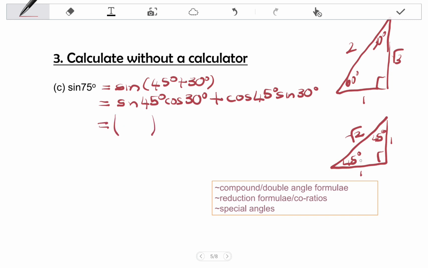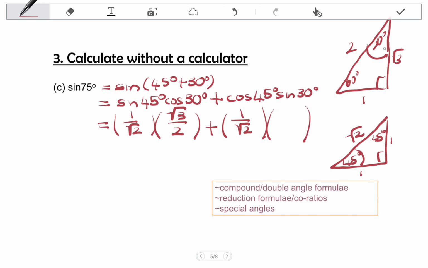Sine 45 is opposite over hypotenuse, so that is 1 over root 2. Cos 30, so relative to the angle 30, it's adjacent over hypotenuse, so that is root 3 over 2, plus cos 45, so relative to the 45, it's adjacent over hypotenuse, which is 1 over root 2, and then sine 30 is opposite over hypotenuse, which is a half.